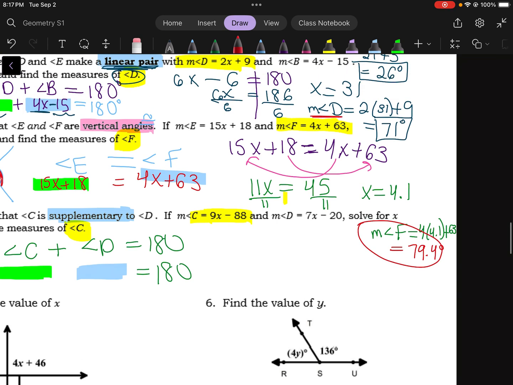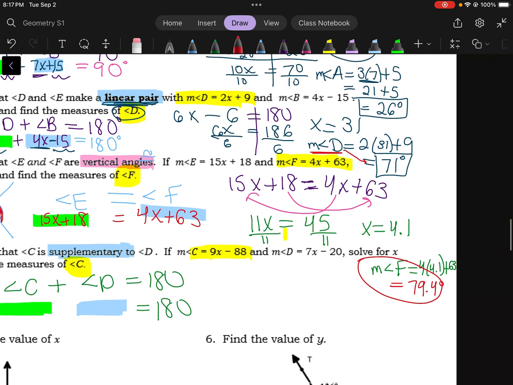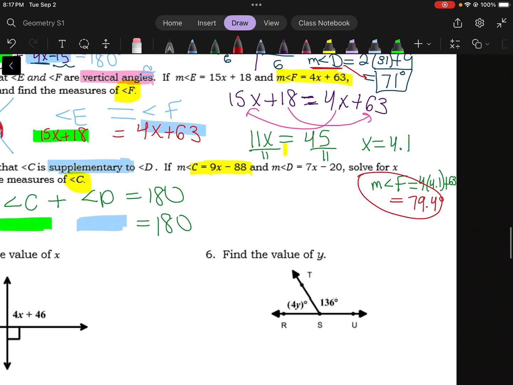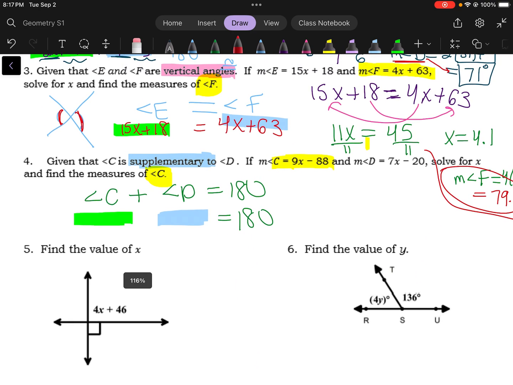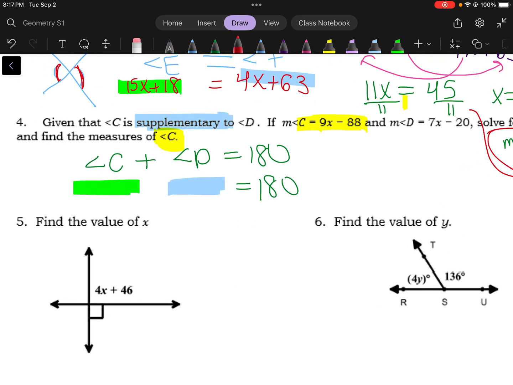Okay, so angle D is 73. Angle A is 26. And the next one, number 3, your answer is 79.4. All right, the next one, supplementary angles.